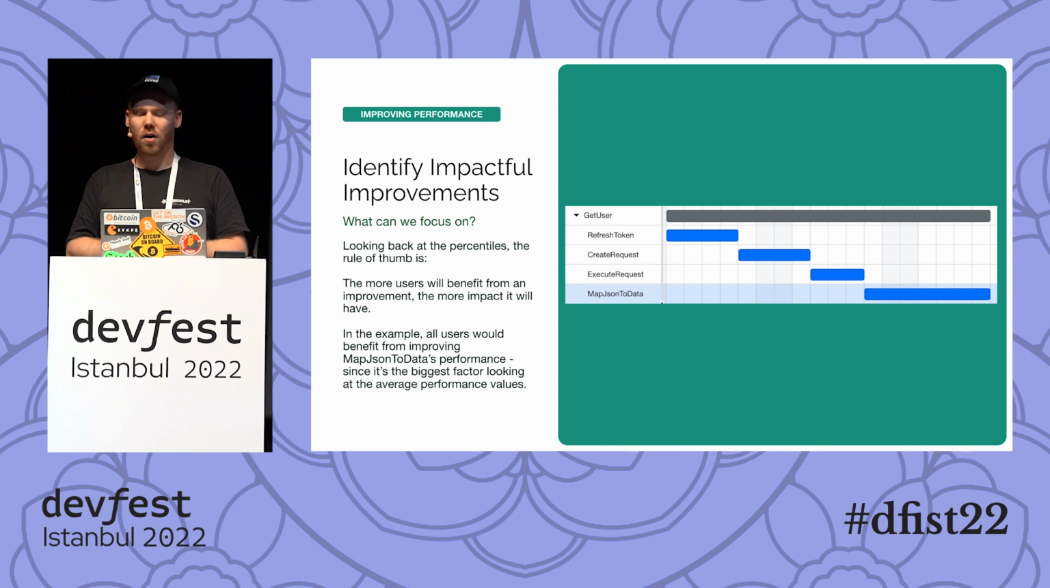In this example, all of the users would benefit from improving map JSON to data, because it's in the crucial code path, so every user will need to execute it. And also it's the biggest factor for both the average and the high percentiles.